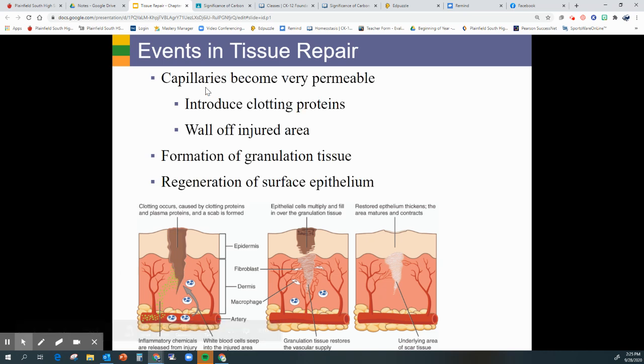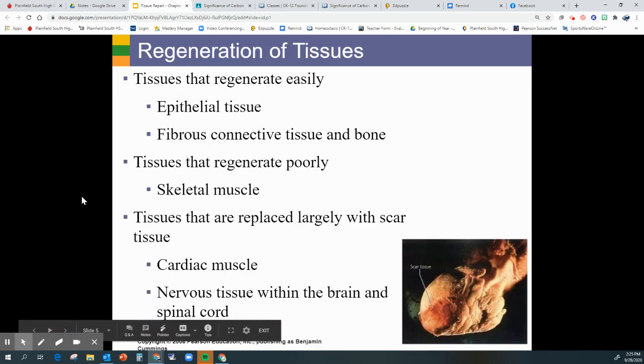All right, so that's the first thing that happens. Capillary permeability, laydown of granulation tissue, and then regeneration of surface epithelium. Okay, from there, we'll talk a little bit about types of tissue that do this really well. So obviously, epithelial tissue from the last diagram does regenerate really easily.